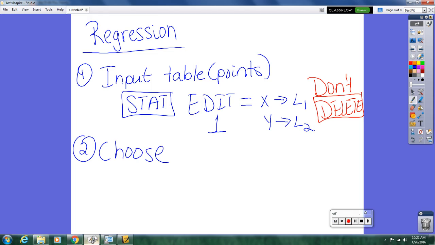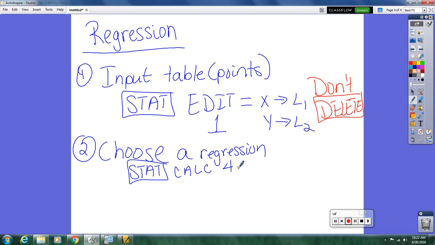So back over here, you're going to choose a regression. You're going to go to stat, calc, and then from there you're going to either choose a 4, which is the linear regression, 5, which is the quadratic regression, or 0, which is the exponential regression.